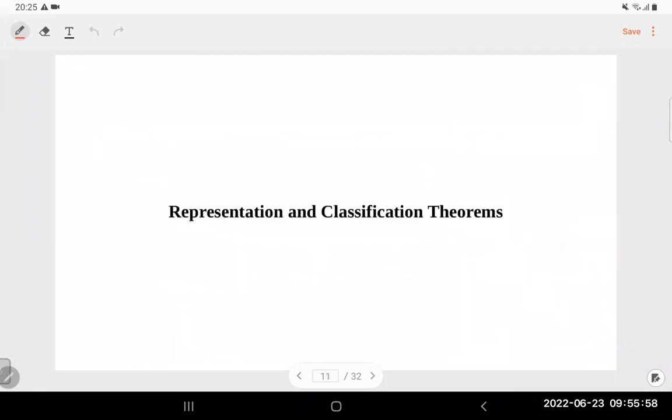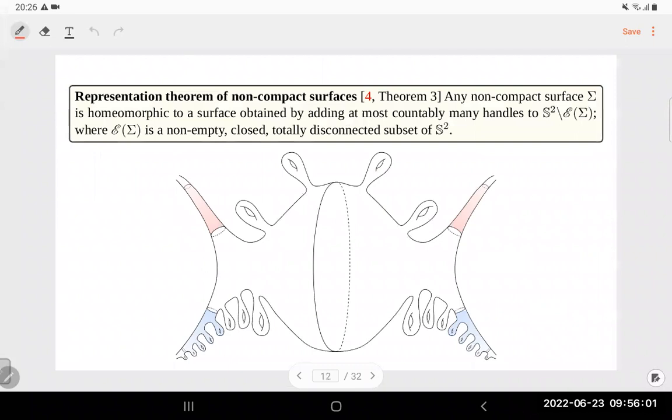And here is the presentation and classification theorem. Okay, so presentation theorem says that any non-compact surface up to homeomorphism is of the form: first, delete a non-empty, and this non-empty is crucial, closed and totally disconnected set. These two terms are not obvious, why I am considering only closed and totally disconnected, but this term is more or less obvious. First, you need to delete a closed, totally disconnected set from the sphere.